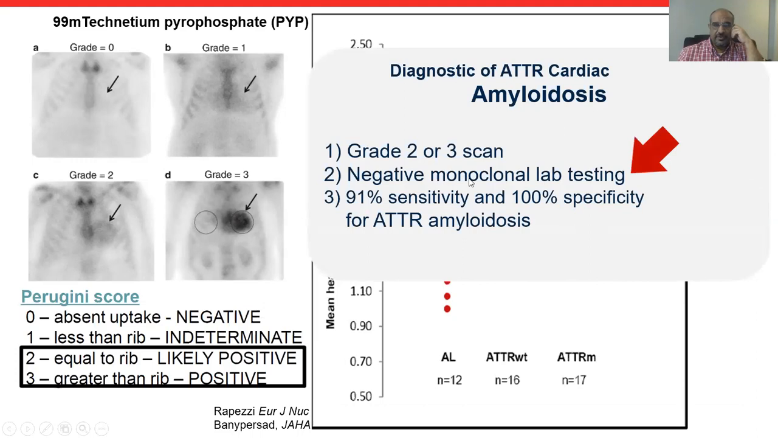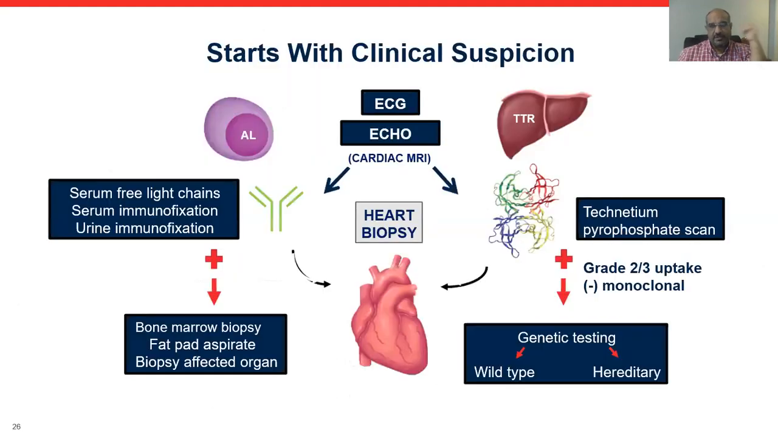So, you should make sure that the monoclonal lab tests are negative, so there is no suspicion about AL amyloid. You don't need to do any biopsy to diagnose ATTR amyloidosis, unlike AL, where you might need a bone marrow biopsy, fat pad aspirate, or biopsy of the affected organ. Biopsy of the heart is very, very rarely done now for diagnosing cardiac amyloidosis, in view of the recent investigations, imaging, and labs.